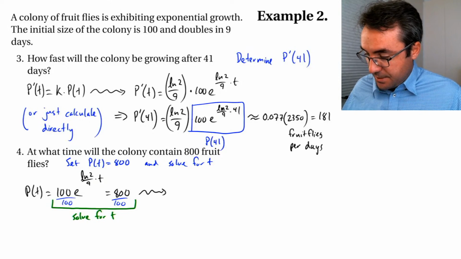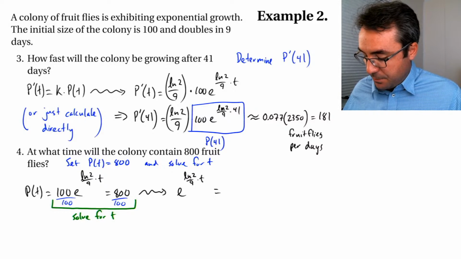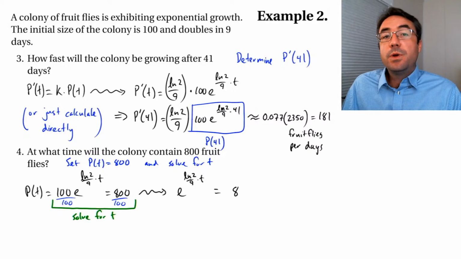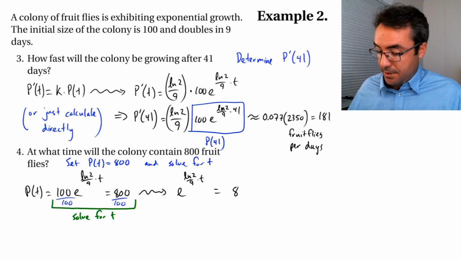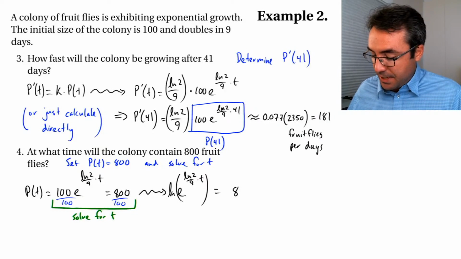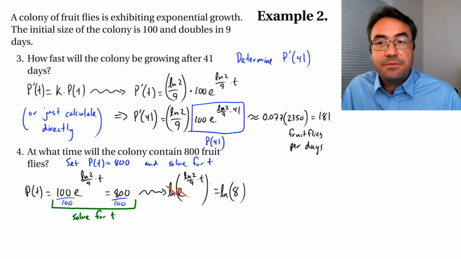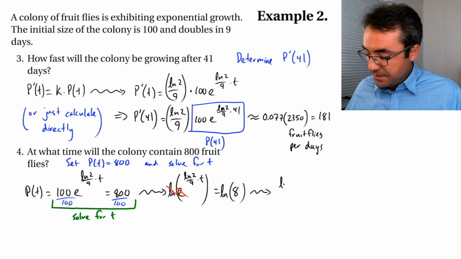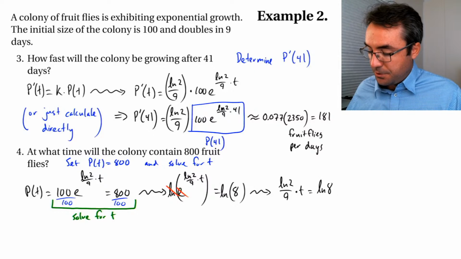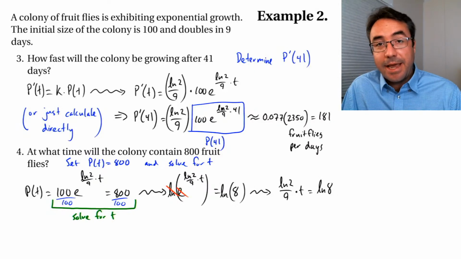This gives us e raised to the natural log 2 over 9 times t is equal to 8. We want to cancel off the exponential function, so the way we cancel e is with its inverse function, natural log. So we're going to apply natural log to both sides. That gets us the cancellation there on the left. So the left-hand side then becomes natural log 2 over 9 times t, and this is equal to the right-hand side, which is natural log 8.